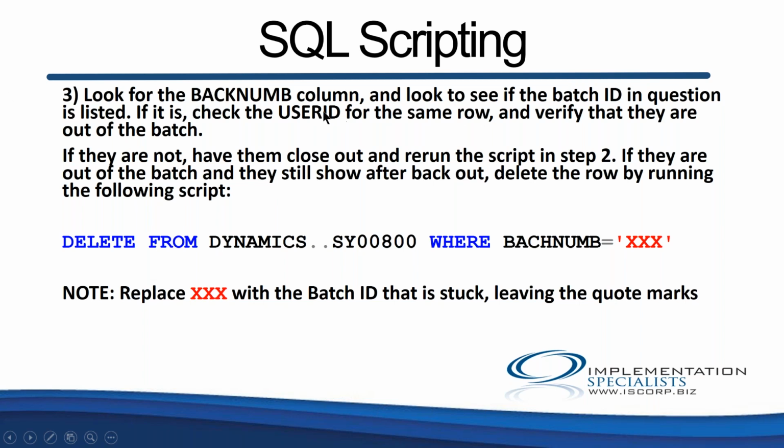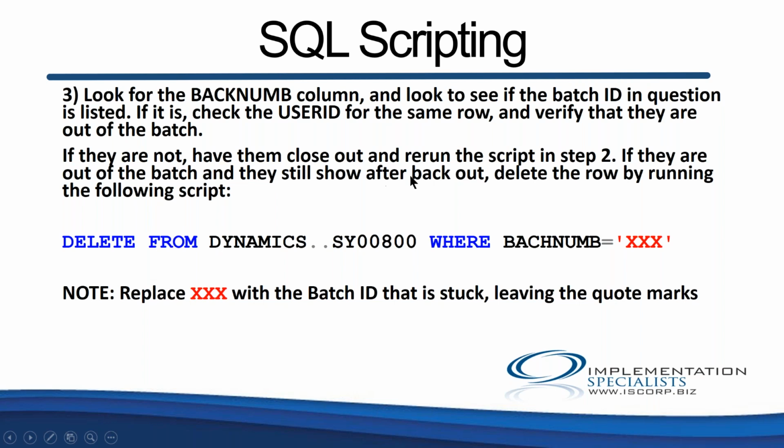And then there will be a user ID listed in that same row, and verify that they're out of the batch. Sometimes when people get stuck, they leave the batch window open, which will cause this lock to remain. If they're not out, have them close out of that and rerun the script in step 2, that select script.